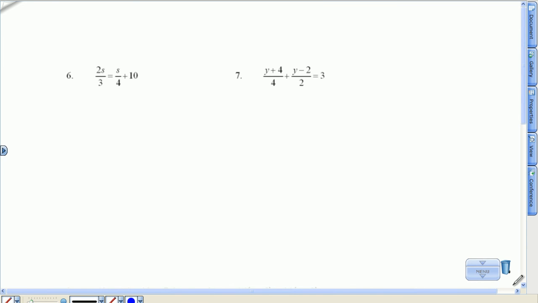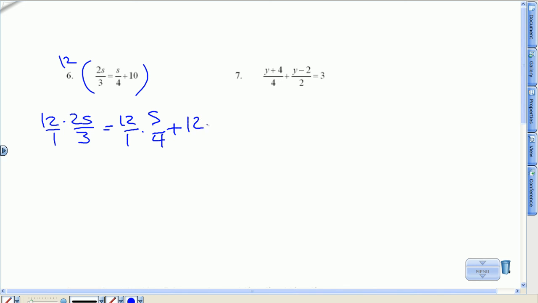Alright, what do we got? 6. 3 and 4 both go into 12, so I'm going to multiply everything by 12. Once you get the hang of it, it just gets kind of boring. Let's see, so I got 12 times 2s over 3. I'll make that 12 over 1 just to make life easier. 12 over 1 times s over 4, and 12 times 10.